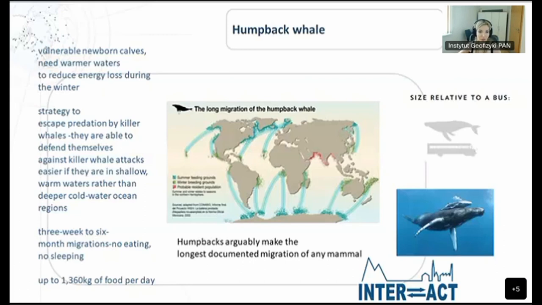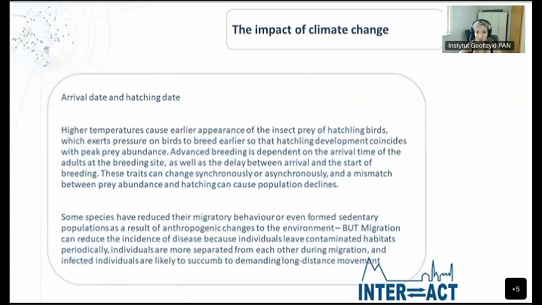And this migration period takes some time, 3 weeks, sometimes up to 6 months, with no eating and no sleeping at all. So it can be exhausting. It might not be as dangerous, but it's really exhausting. And on the way they cannot feed at all, and normally they eat a lot of food, almost 1.5 tons of food per day, of those krill, copepods, and so on. So the migration trigger in this case of humpback whales would be mostly protection of calves, of their offspring, against predators and against cold temperature, because the calves do not have enough body protection, body fat yet after they're born.